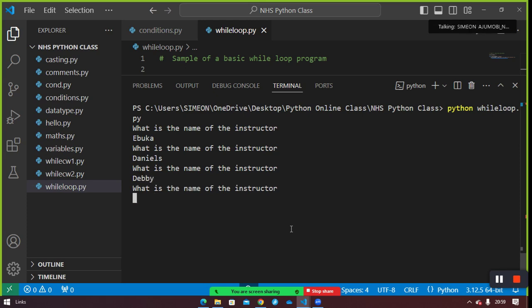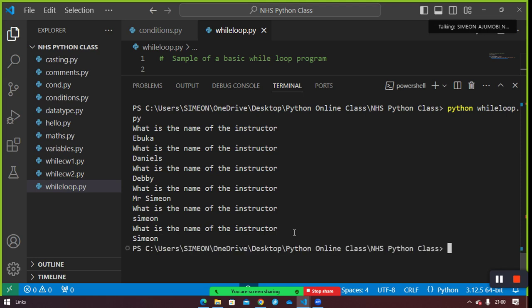You see? Even Mr. Simeon himself is still asking. But by the time I put Simeon, even in small letter, let's try Simeon in small letter, maybe it will consider us. It's still asking. But immediately we put S-I-M-E-O-N with capital S and press enter, the program runs. Do you see that? The program runs.